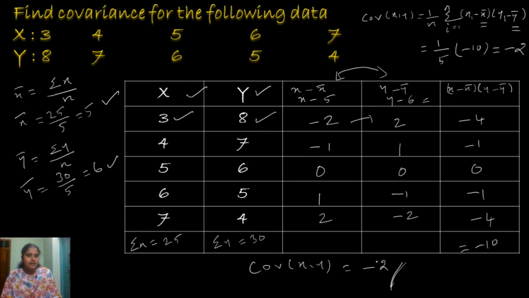Here, the negative value is an indicator of negative relationship between the variables, and 2 is the magnitude of covariance. So this is an example of how the variables are inversely related to each other, that is, there exists a negative relationship.